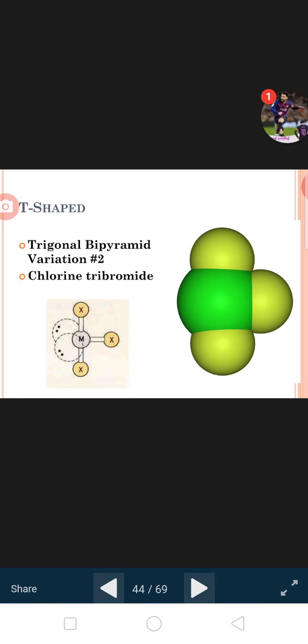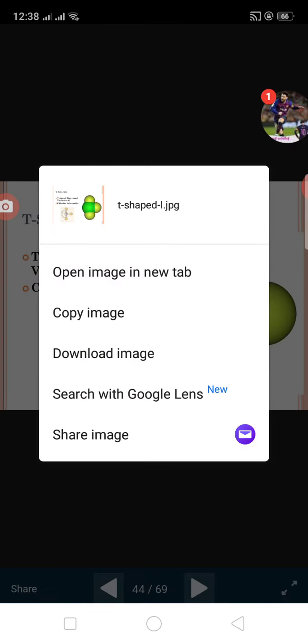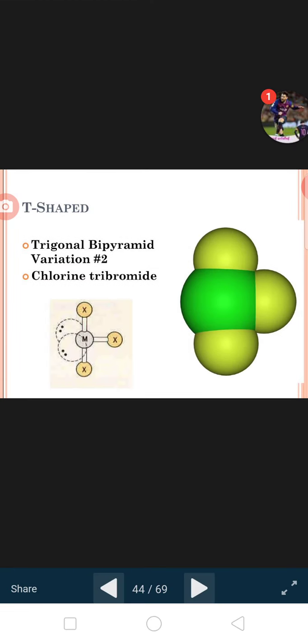T-shaped molecule, chlorine trifluoride, it has two lone pairs and three bond pairs. The two lone pairs repel more, so it is just like a T, with the central chlorine atom represented in green and three halogen atoms in green represented here.